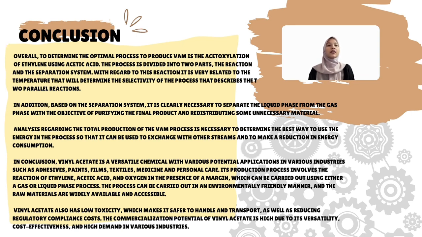Overall, the optimum process to produce vinyl acetate monomer is the acetylation of ethylene using acetic acid. The process is divided into two parts, the reaction and the separation system. The reaction is closely related to temperature, which determines the selectivity of the process, describing two parallel reactions. In addition, based on the separation system, it is necessary to separate the liquid phase from the gas phase with the objective of purifying the final product and redistributing some unnecessary material.